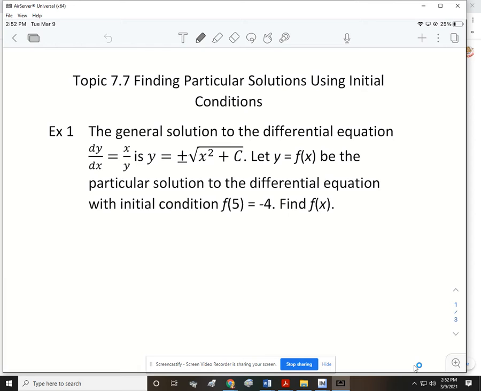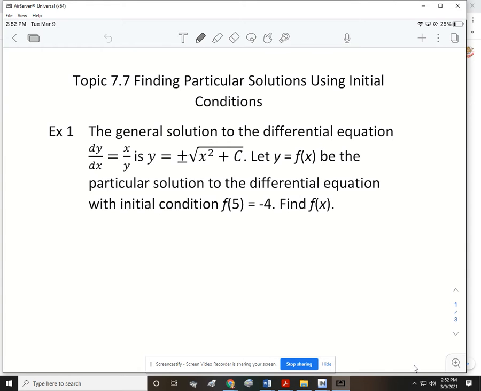So for example 1, the general solution to the differential equation dy over dx equals x over y is y equals positive or negative square root of x squared plus c. We're going to let y equal f of x be the particular solution to the differential equation with the initial condition that f of 5 is equal to negative 4.